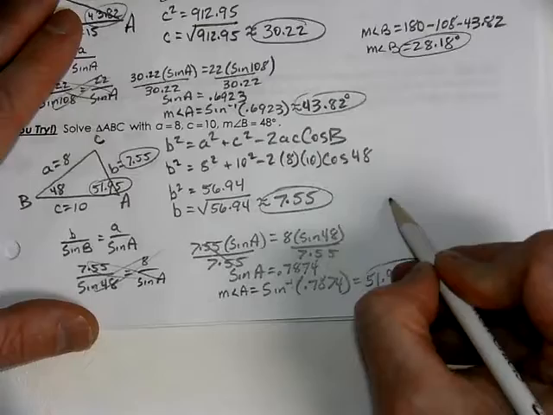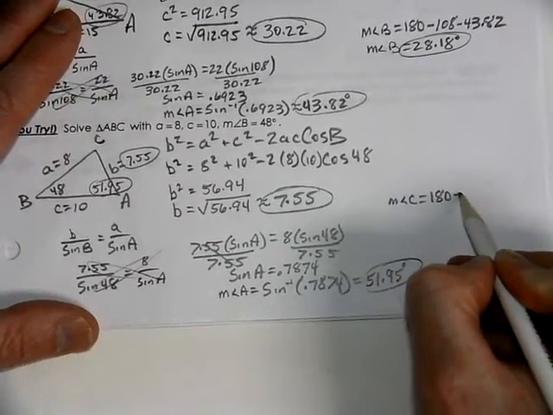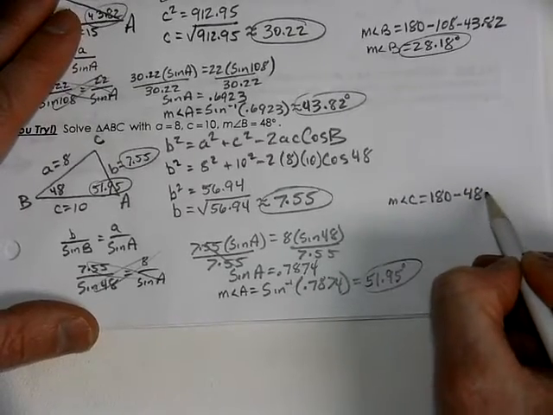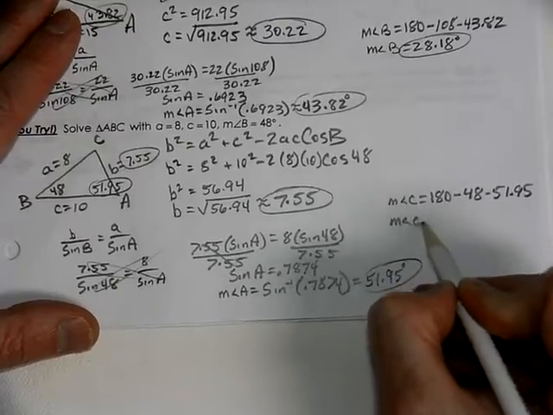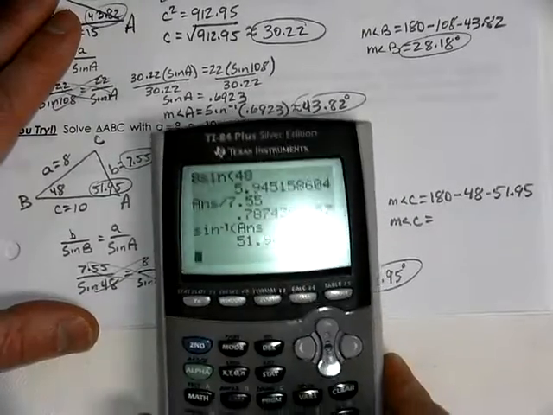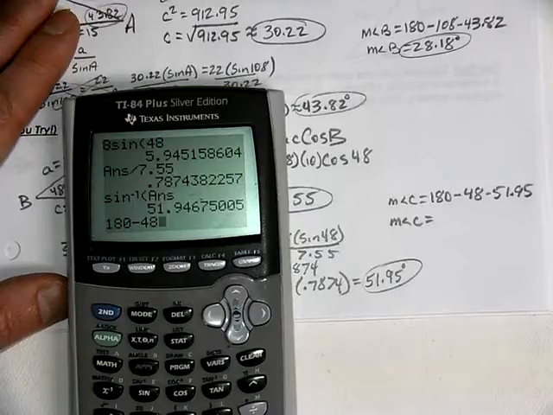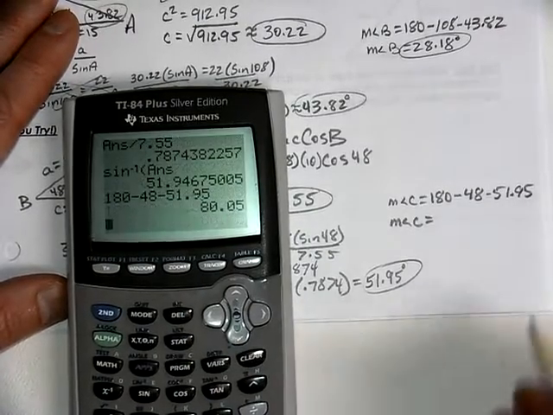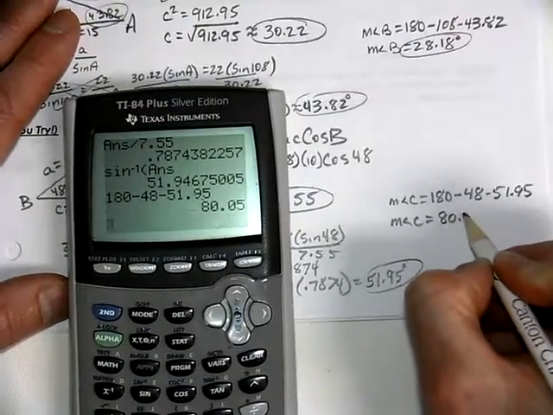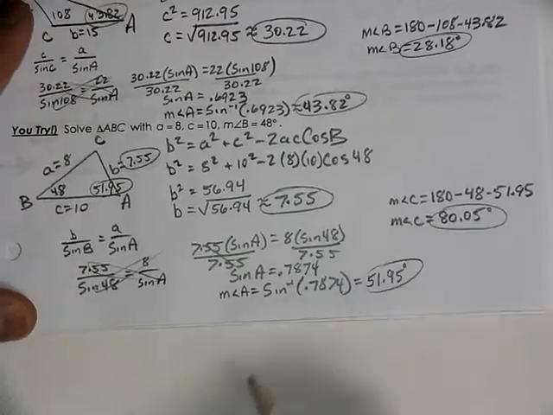Then to figure out the last angle, the measurement of angle C is going to be 180 minus the 48 that we know of, minus the 51 that we calculated. So we have 180 minus 48 minus 51.95. And that's going to give us 80.05. That's a degree.